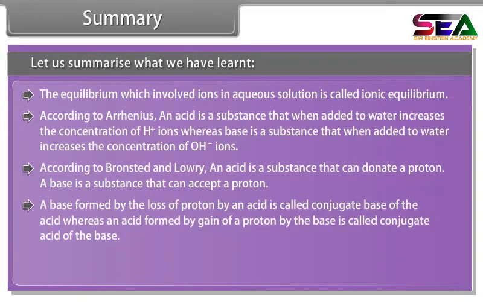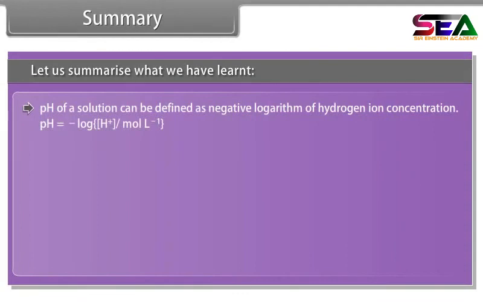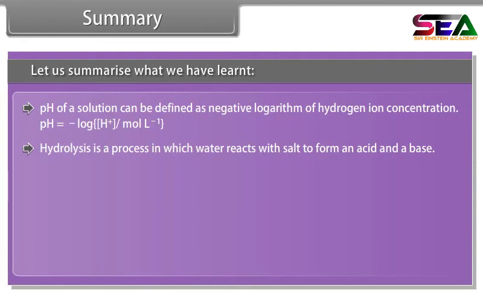A base formed by the loss of a proton by an acid is called the conjugate base of the acid, whereas an acid formed by gain of a proton by the base is called the conjugate acid of the base. According to Lewis, an acid is a substance which can accept a pair of electrons. A base is a substance which can donate a pair of electrons. pH of a solution can be defined as the negative logarithm of hydrogen ion concentration. Hydrolysis is a process in which water reacts with a salt to form an acid and a base.